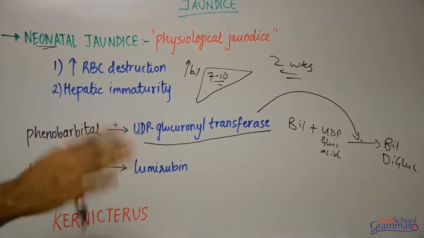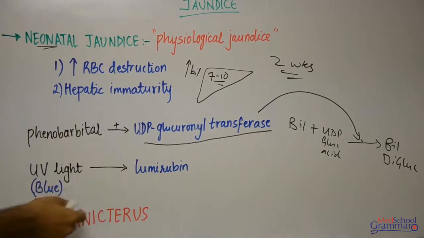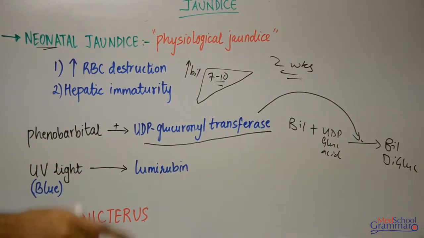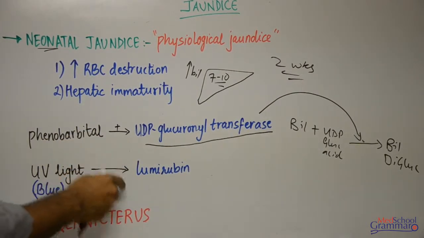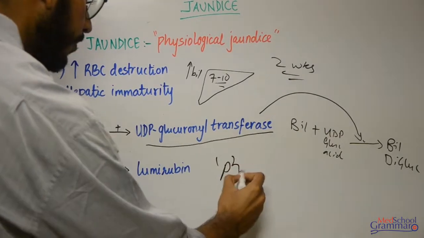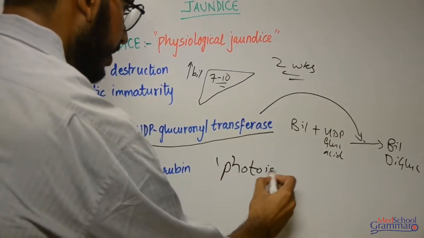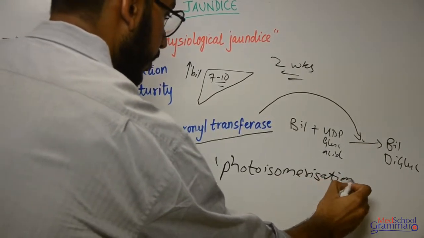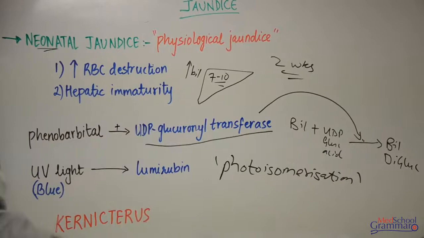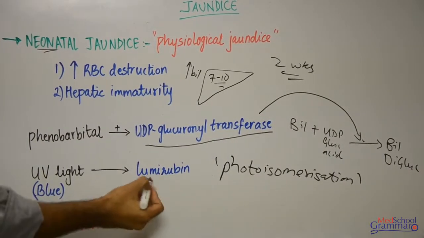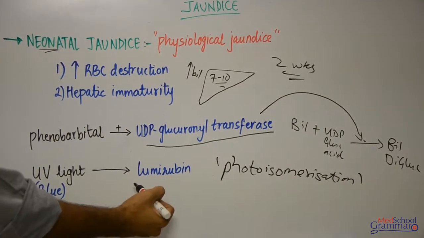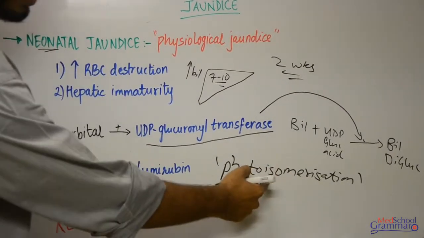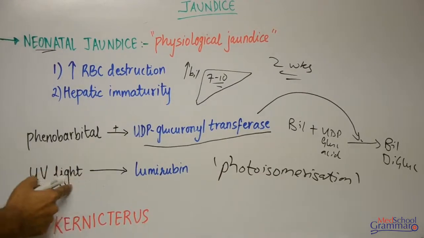The treatment, if the baby is already suffering from neonatal jaundice, what we can do is expose the baby to blue light or UV light, ultraviolet light. Now what that does, it causes photoisomerization. That is, it changes the raised bilirubin into a compound called lumirubin, right? Bilirubin is converted to lumirubin, and that mechanism is photoisomerization. It is caused by exposure to UV light.